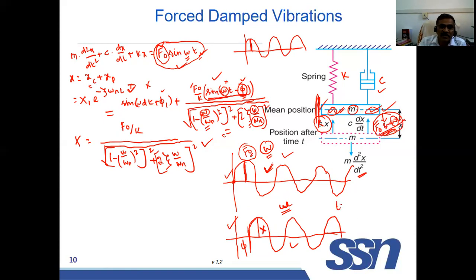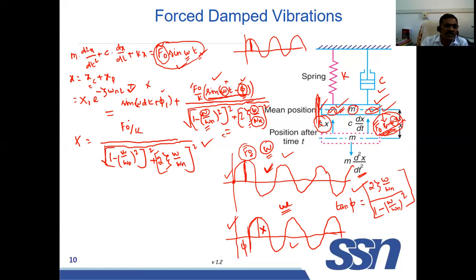So to calculate phi, the equation is tan phi is equal to 2 into psi into omega by omega n, divided by 1 minus omega by omega n the whole square. So this is the tan phi value. What is the tan phi value? It is the phase angle difference between the forcing function and the displacement function.